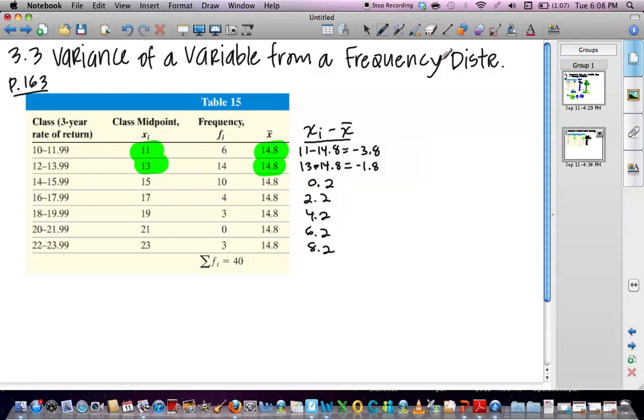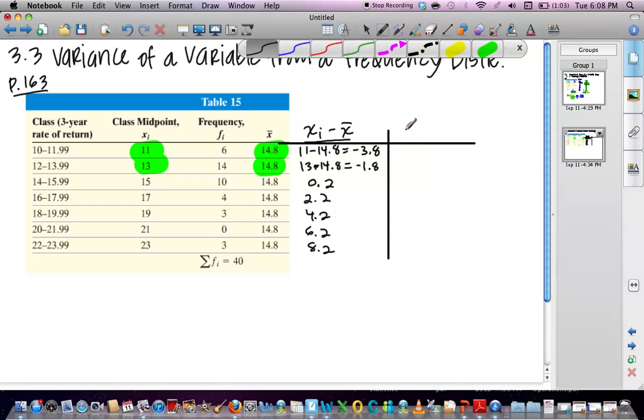Then we're going to take that information and make another column. We probably need a line right here. There we go. I could probably make this a little nicer. Perfect. Now, this last column is going to have the most work in it.